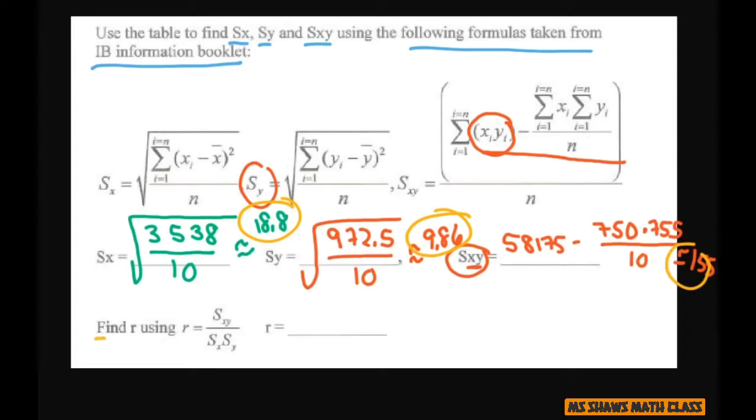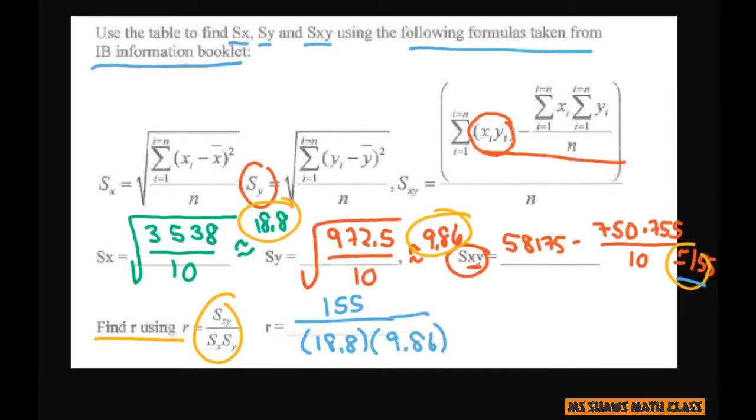Now we find r using this formula. So now all we do is plug in our three numbers. We have 155 divided by 18.8 times 9.86. Now that equals approximately 0.836.